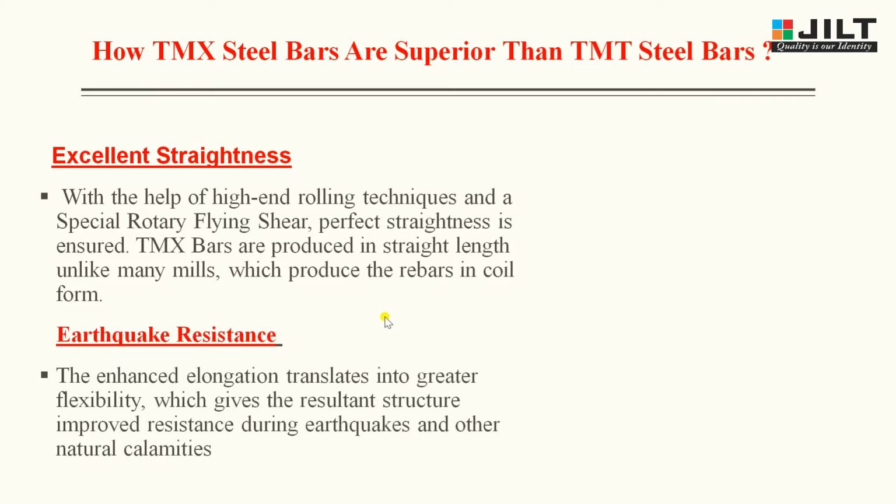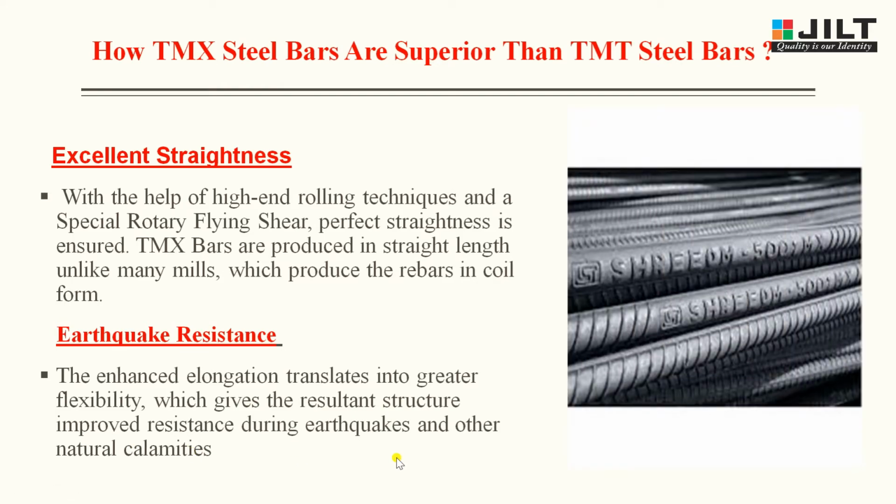So another one reason is about earthquake resistance also. The enhanced elongation translates into greater flexibility, which gives the resultant structure improved resistance during earthquakes and other natural calamities. So these are the few more reasons. That's why these TMX steel bars are superior than the TMT steel bar. You can see the TMX bars of 500 TMX it is showing. So this indicates the name of the company.